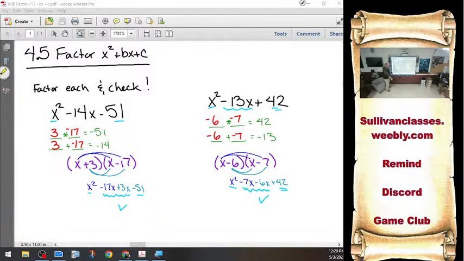So, I'm going to say, do you have the right numbers and the right signs? Did you show your checks? There's your 5. The right numbers, the right signs. You checked them. Okay.